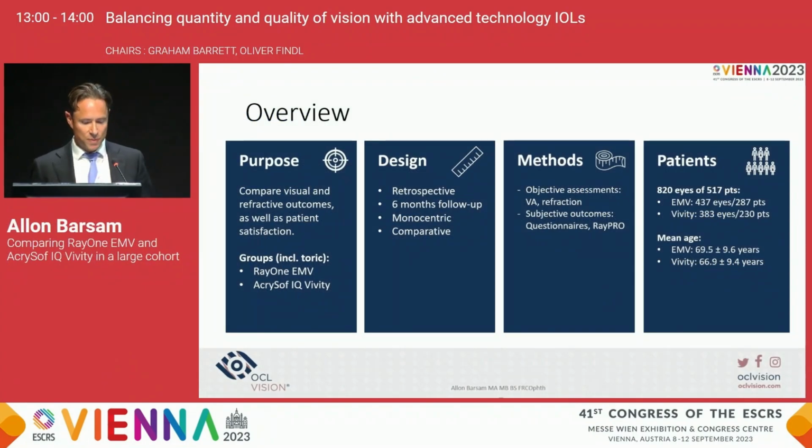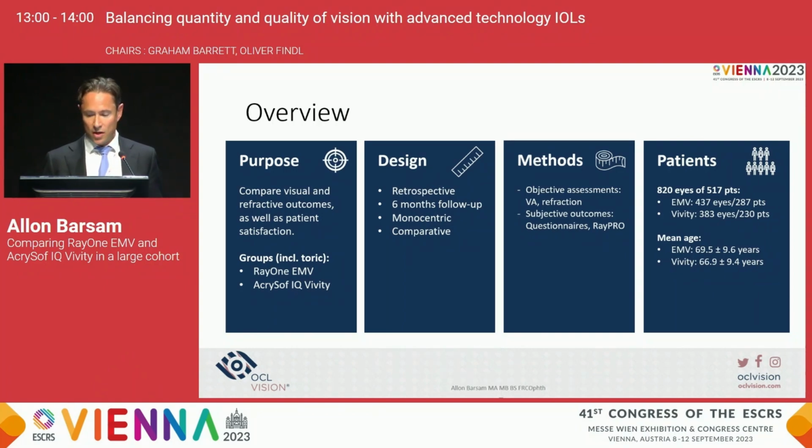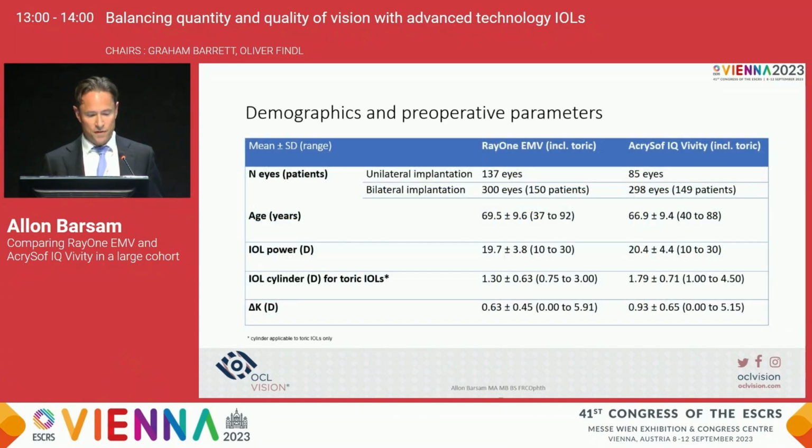So this was a retrospective study with 6 months of follow-up comparing the RayOne EMV with the Acrysof Vivity lens. We looked at objective assessments, visual acuity, refraction, and subjective outcomes using the RayPro questionnaires for patient satisfaction. 820 eyes of 517 patients were included. These are the preoperative considerations, and you can see that about 300 patients in each group, which is the majority, had bilateral implantation, with the minority having unilateral implantation.